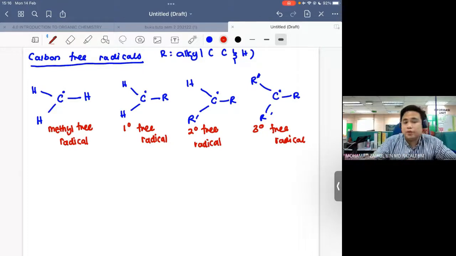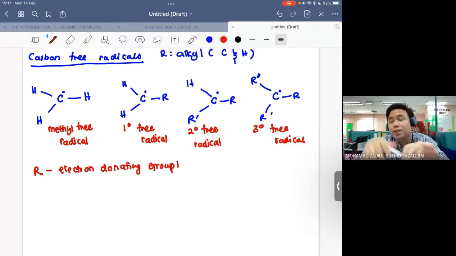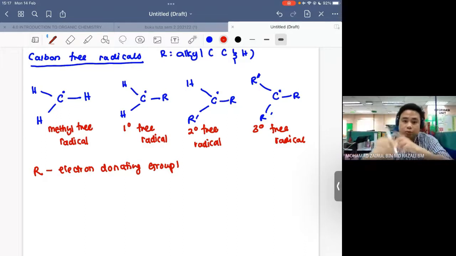Okay, so in each of the classes of the free radical ni, they will have a different stability. So alkyl group itu, R group itu, kita panggil dia sebagai electron donating group. Sebab dalam alkyl group ni dia ada banyak sigma bond. So dia ada banyak elektron. So maknanya dia boleh donate dia punya elektron yang dalam bond itu. Ataupun nama singkat dia kita panggil sebagai EDG.